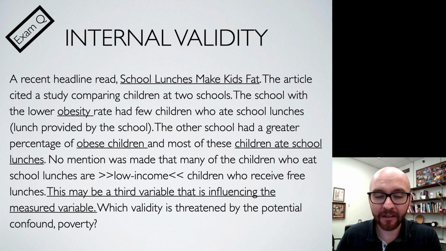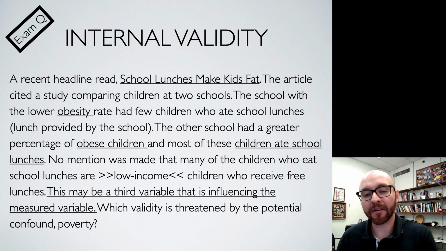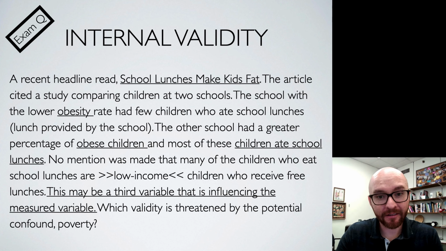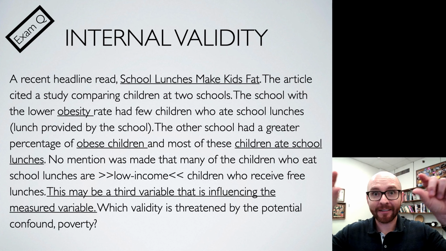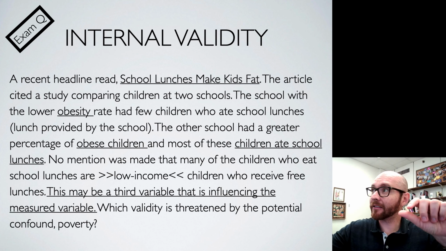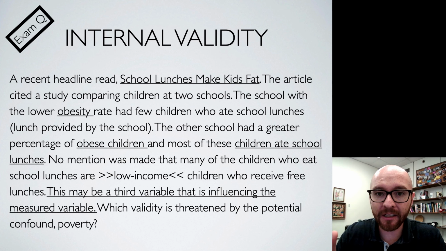Then I ask you in this question, what validity is being threatened by the potential confound of poverty or income, right? So I actually have the answer right on top, right there. I don't know where you're seeing it. It's probably over there, but you see the title of the slide, internal validity. That's the type of validity that's called into question. So you might get a question like this. But now, given that you know what kind of validity is being called into question, think about, do you know why? Like, why is it that internal validity is an issue in this experiment?